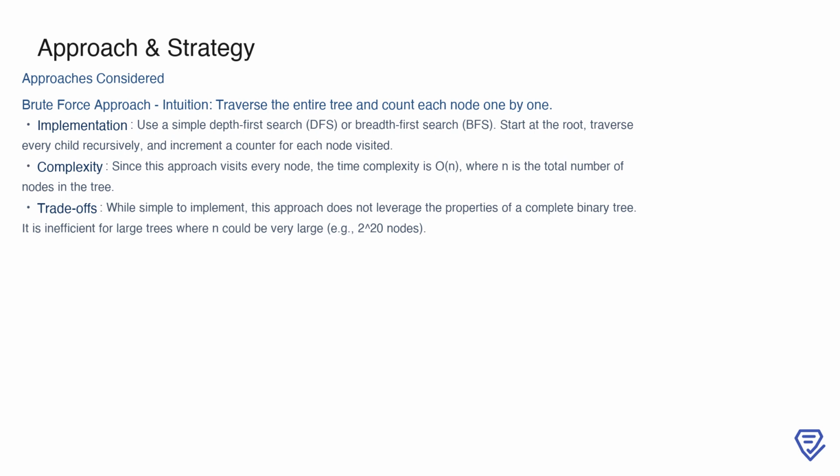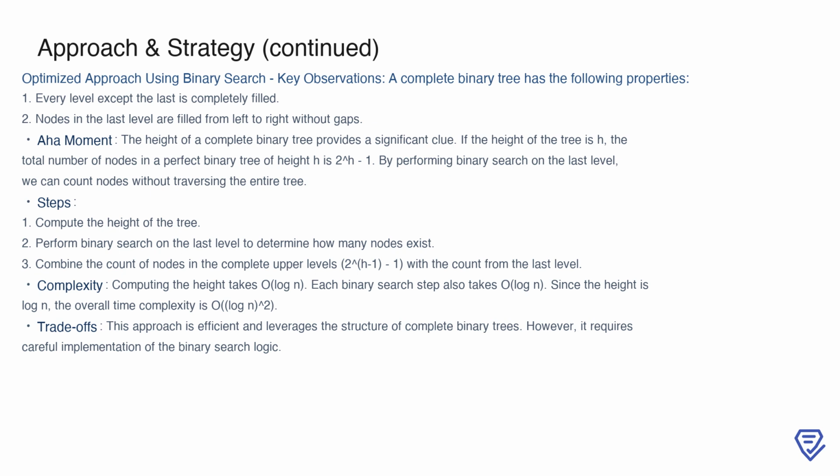While this method is simple to implement and easy to understand, it has a significant drawback. The time complexity is O(n), where n represents the total number of nodes in the tree. For very large trees, such as those with millions of nodes, this can become computationally expensive. Moreover, this approach doesn't take advantage of the special structure of complete binary trees, making it less efficient for this specific problem.